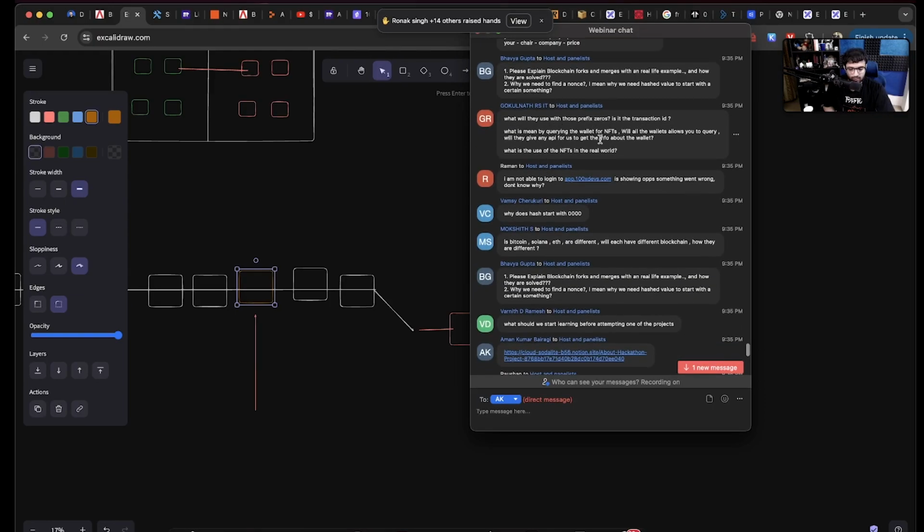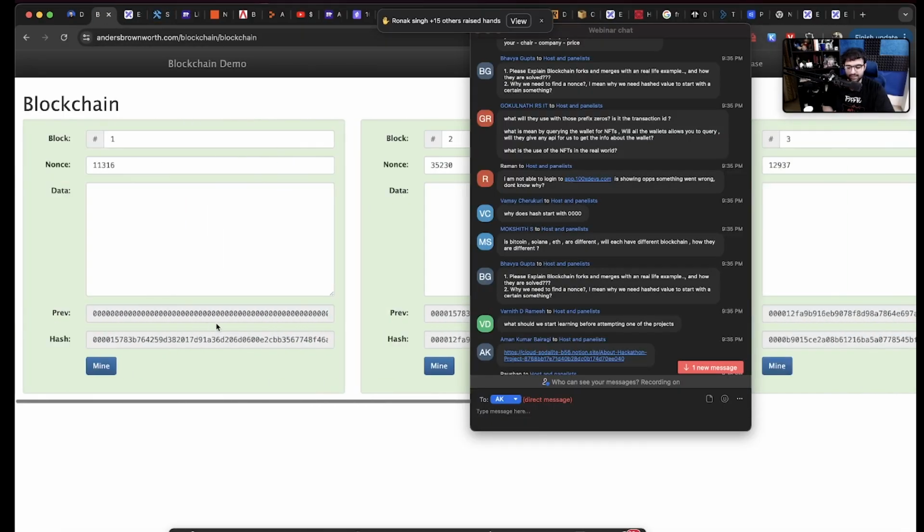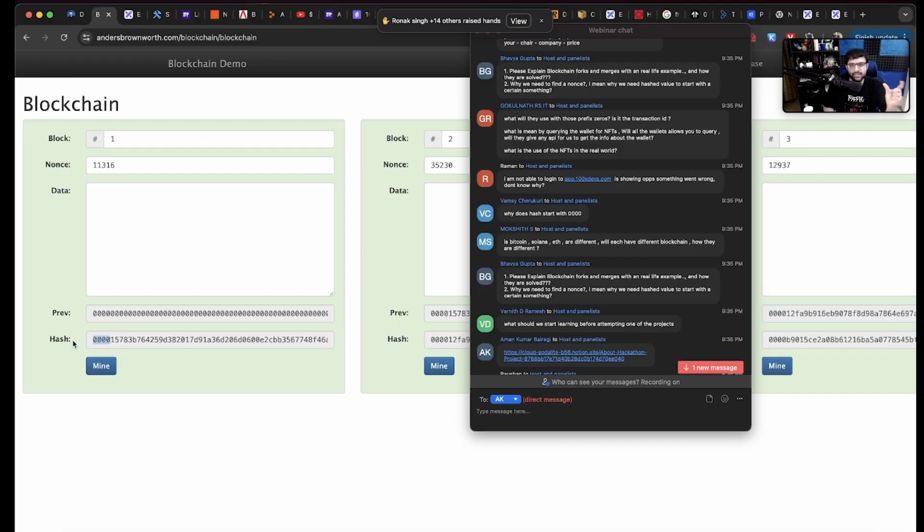What will they use? Oh, they won't use the prefix zeros for anything. It's just that if you have prefix zeros, it's a difficult problem to solve. And you can increase or decrease the number of zeros to make this problem more challenging or less challenging.